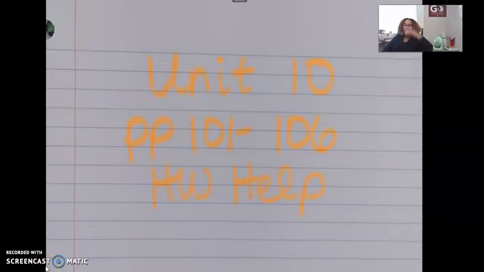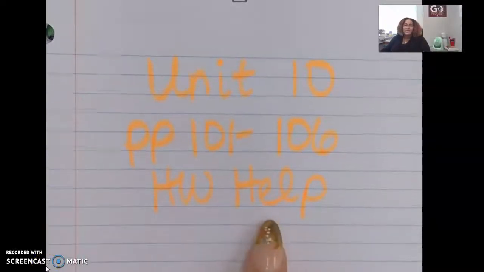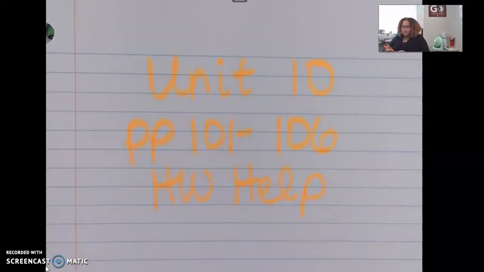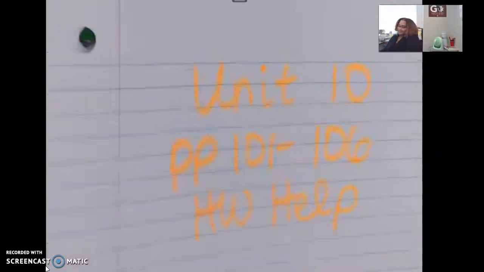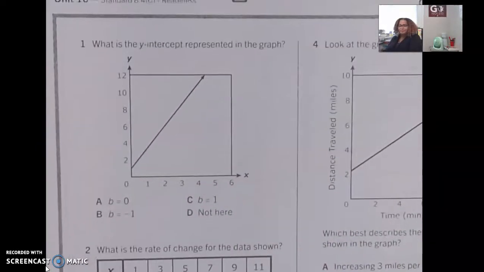Hey y'all, I am going over Unit 10, pages 101 to 106, some homework help. I am going to try and clarify some of the misunderstandings that I've been overhearing.